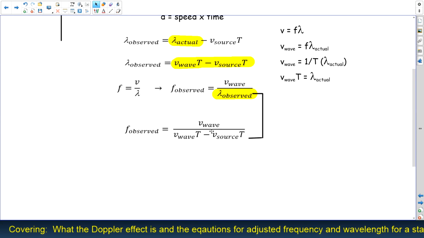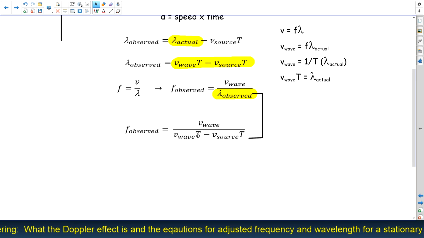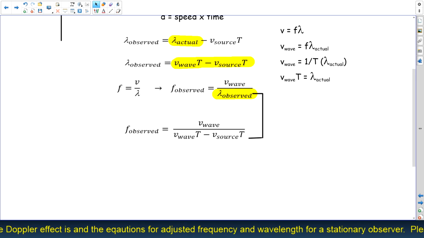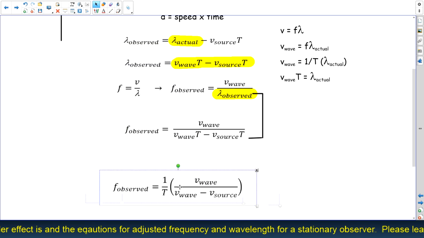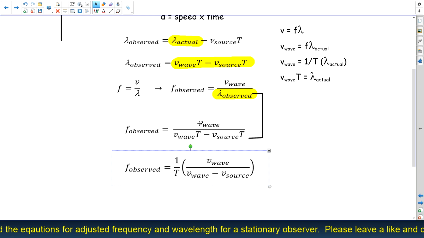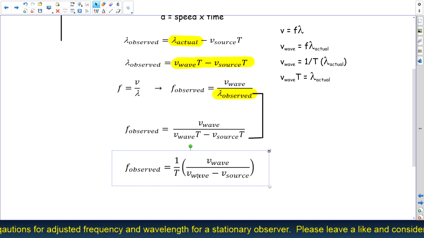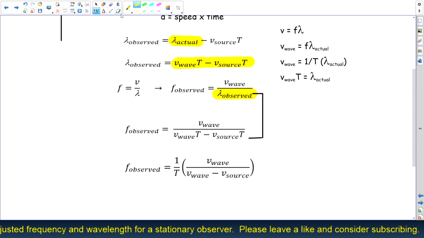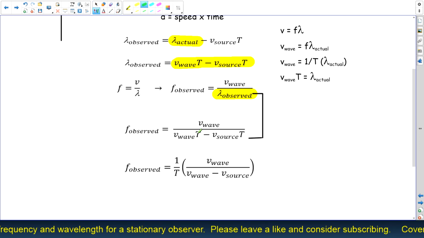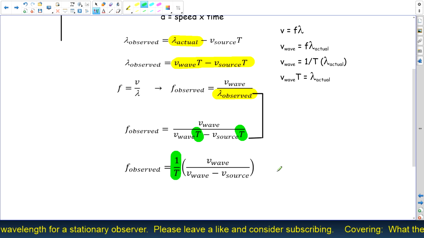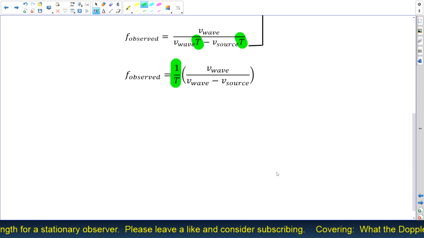All right. So we've got a common factor of t here on the bottom line. So we can take out a common factor of 1 over t. I'm going to try and neaten this up a little bit, make it look a little bit nicer. So that will give me f observed equals v wave stays where it is, v wave in the bottom stays where it is, v source stays where it is. I've just brought out these two t's here. So I've brought out this t and this t, and because they're in the bottom line, they come out as 1 over t. Okay, and that gives me that equation.